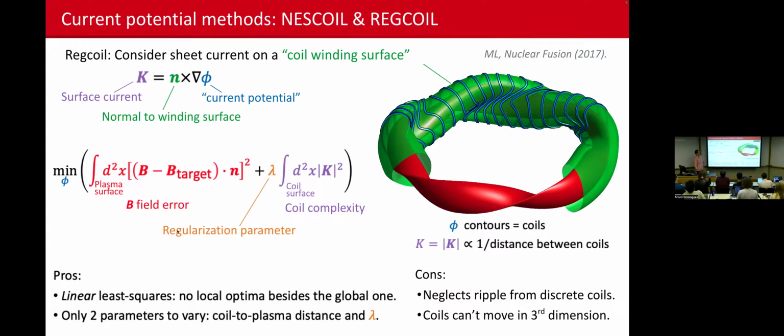Okay, and then it has some downsides, which is at the end of the day, you don't want this continuous sheet current. You actually want to cut it into discrete coils that you can actually build in the real world. And you're going to have some errors when you do that. And you also are neglecting this third dimension. You're restricting it to lie on a surface, when in principle, you kind of want the coils to be able to vary continuously in 3D space, take advantage of the full three-dimensional space to minimize your objectives.